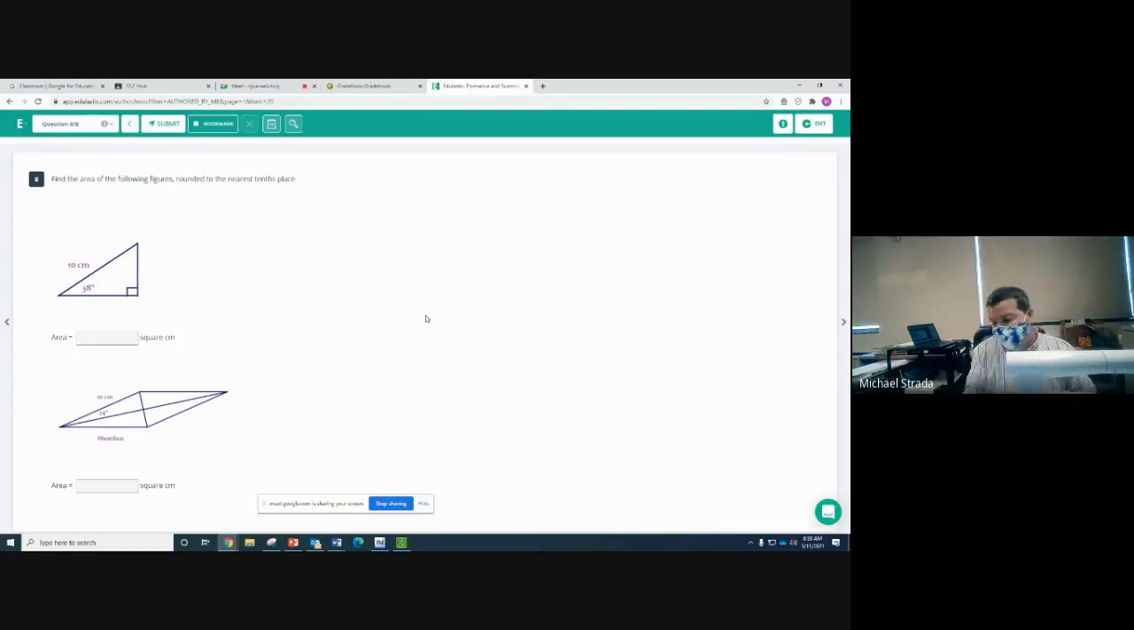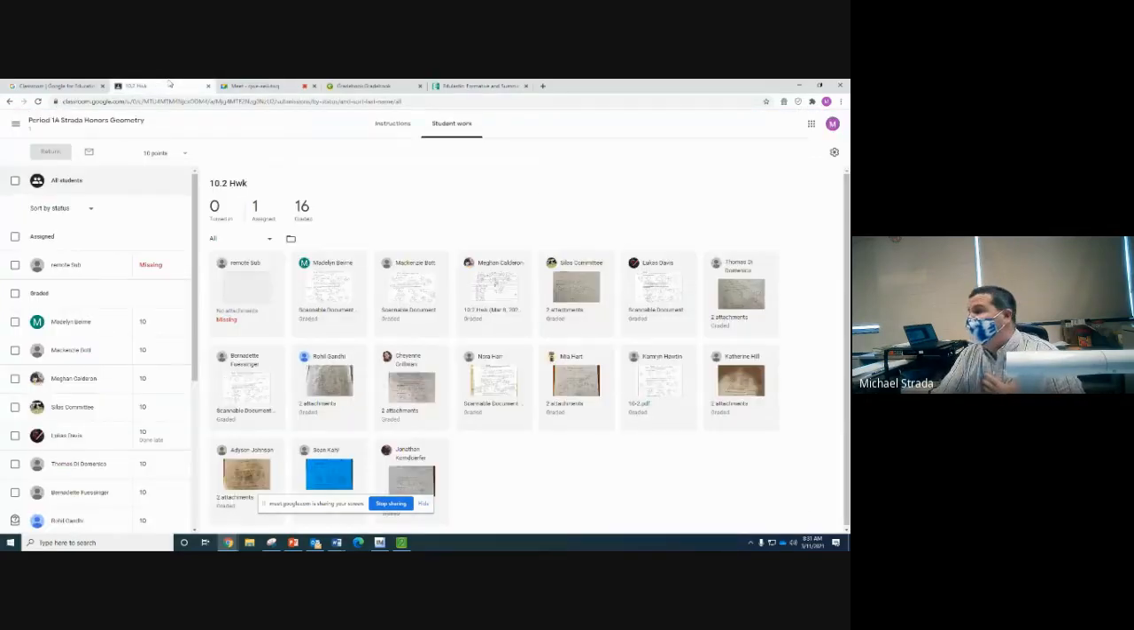Now, in terms of that kite, this is what I want to talk about. Because what you want to do when it's coordinate geometry, and I honestly haven't written it yet.